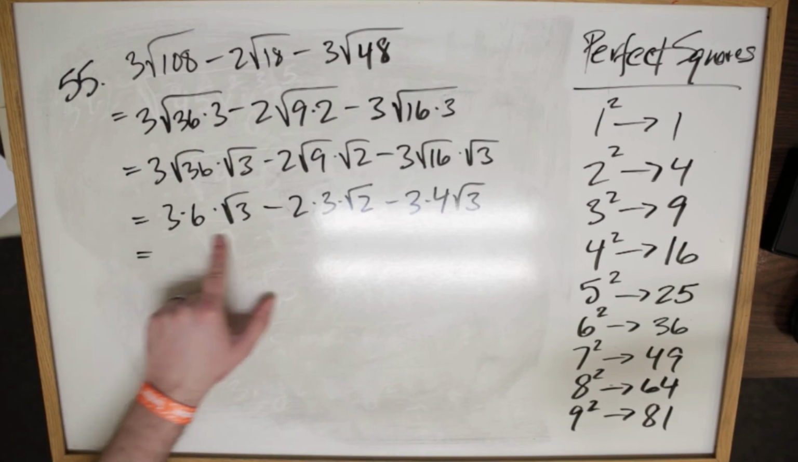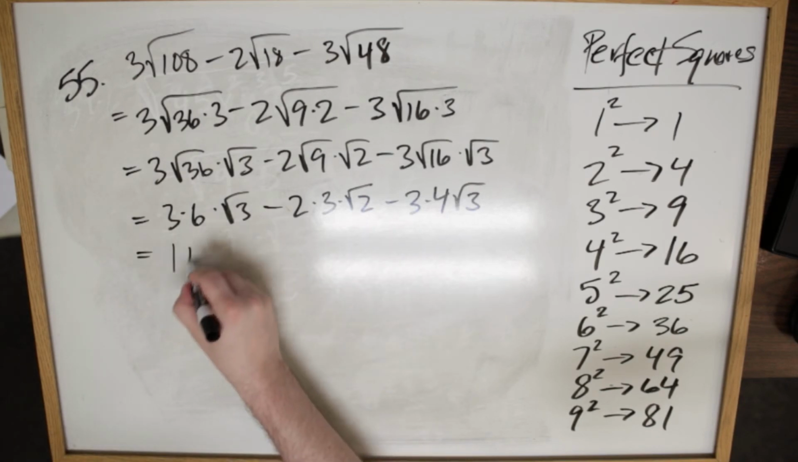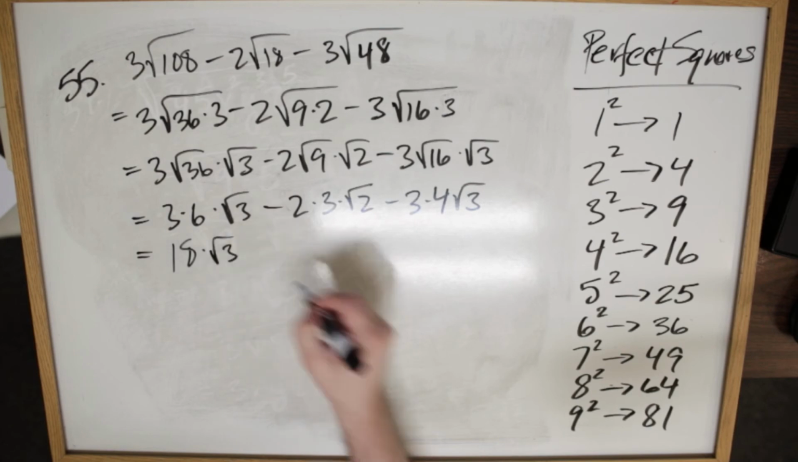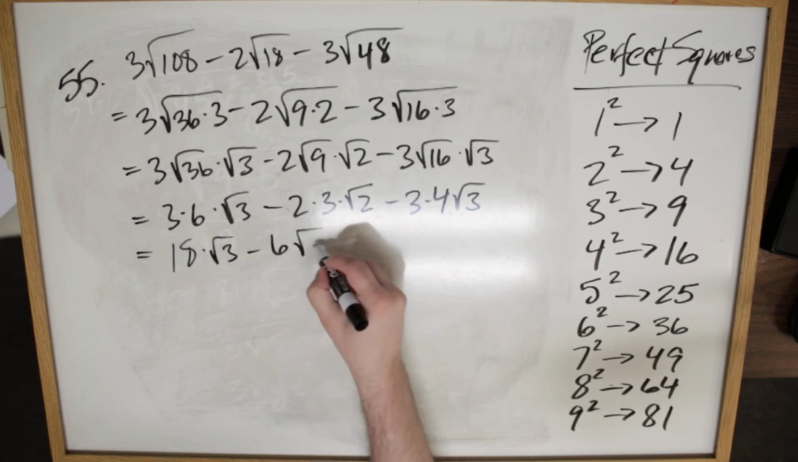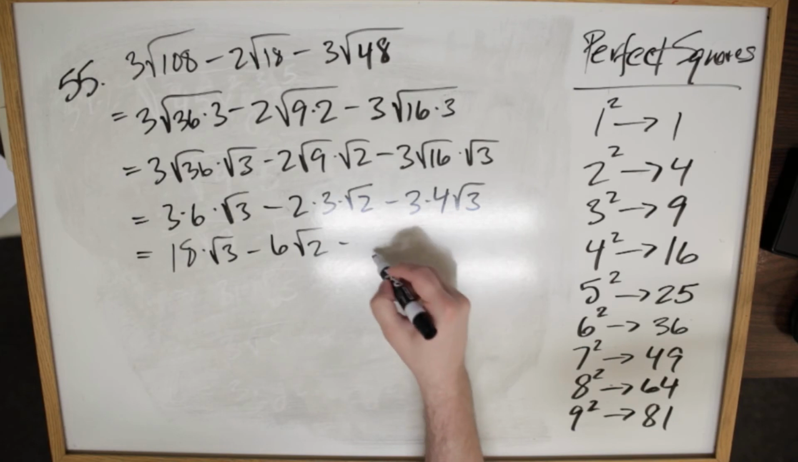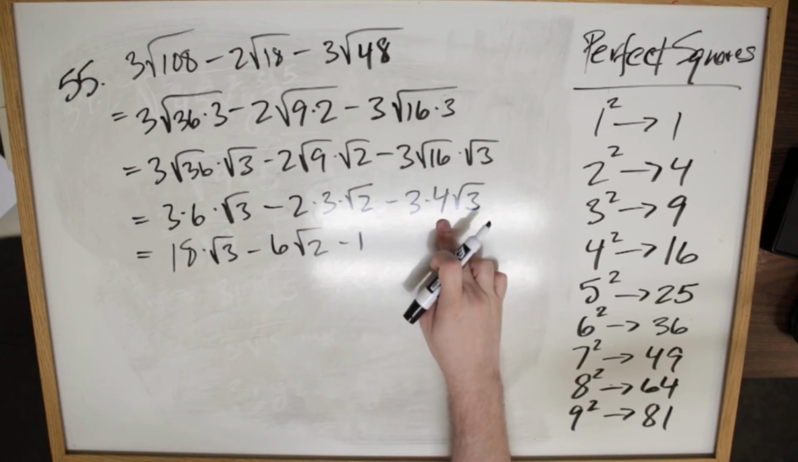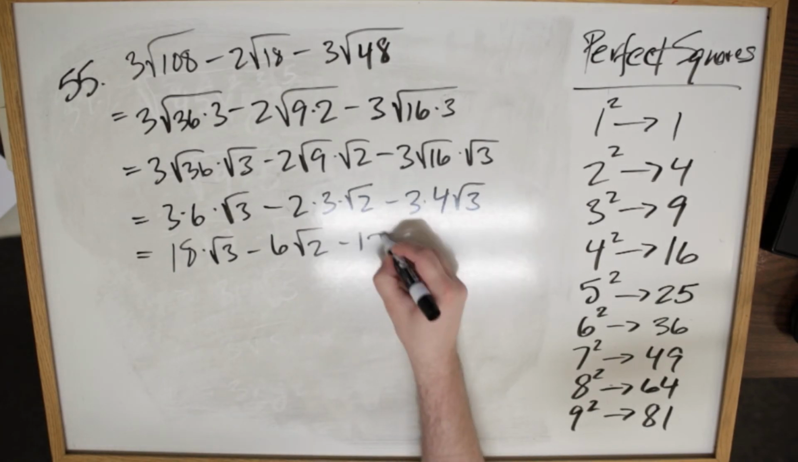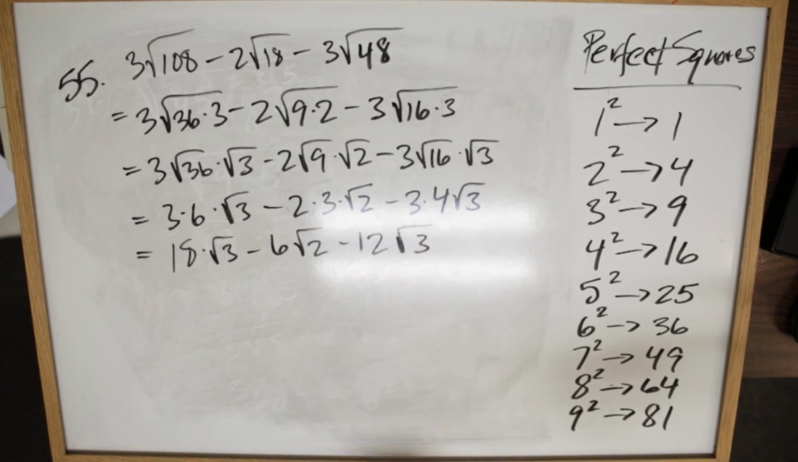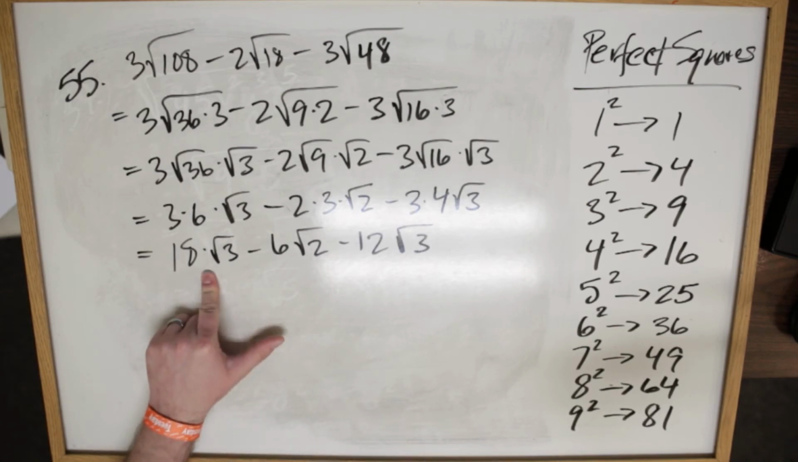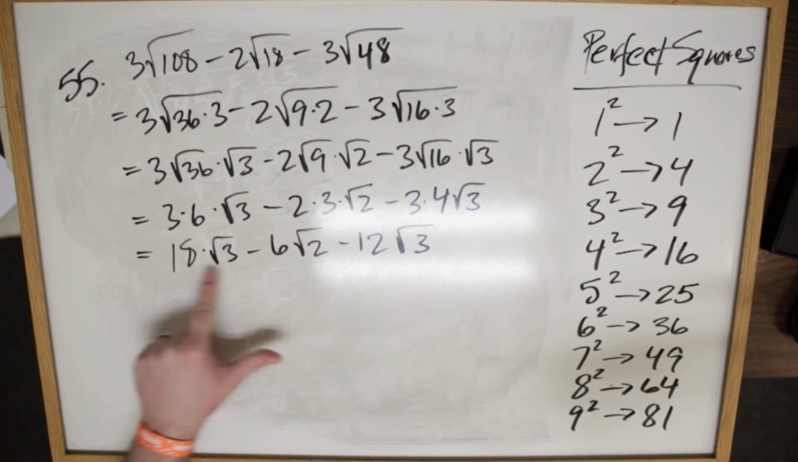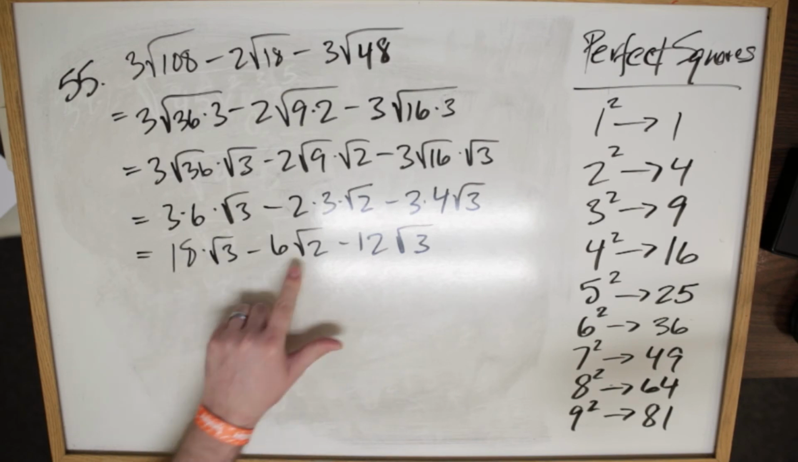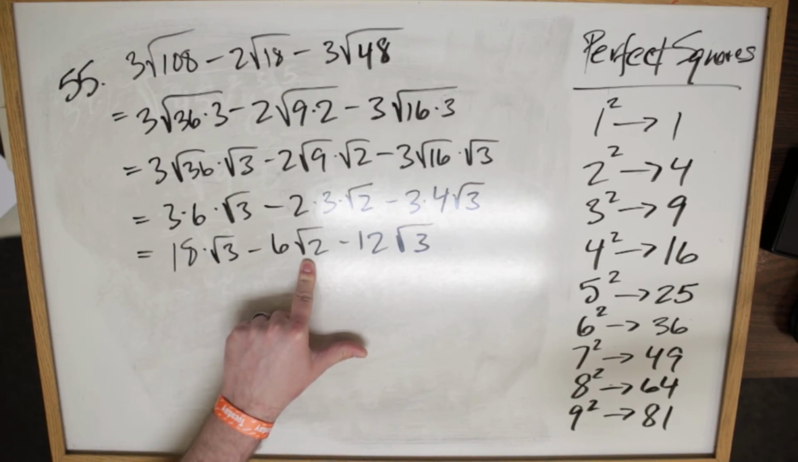And now we do all the multiplication. This is going to be 18 times square root 3 minus 6 square root 2 minus 3 times 4. This is a positive, by the way. That's a multiplication sign. This is going to be 12 square root 3. Now, we are not done yet. Here's the important thing. Because I have a square root 3 and a square root 3, I can actually combine them. I cannot do anything with the square root 2 because it has a different radicand.